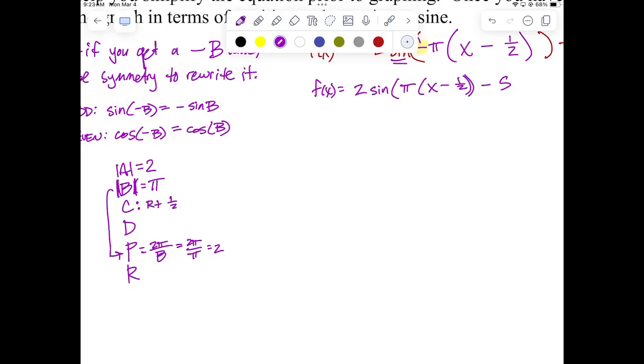Right, 1/2. That's your phase shift. And then the D is down 5. So where's your new sinusoidal axis? At y equals -5. Make sure you write it as an equation. Y equals -5. And then for the range, let's get the range.